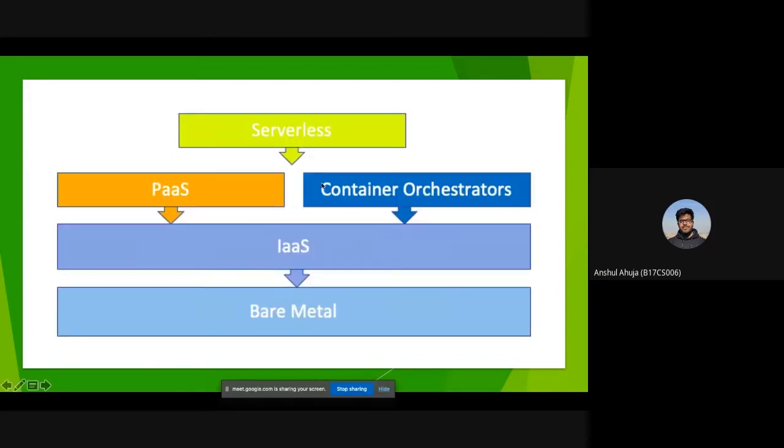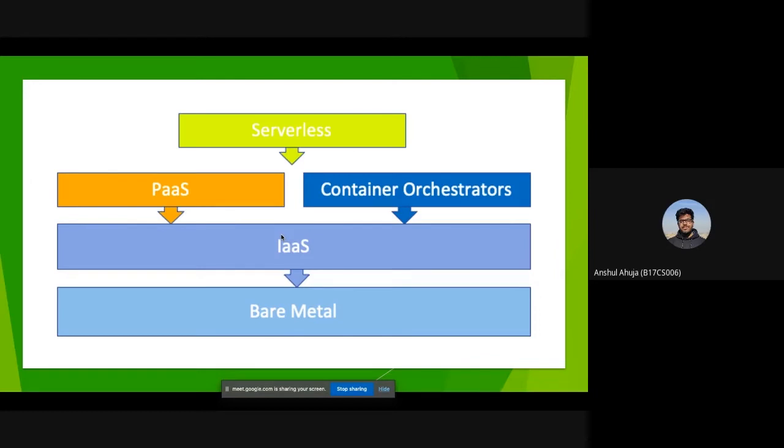I'll cover a few terms here and explain what they mean. The bottommost layer is bare metal. You need some PC to run on, which has a processor and RAM. Next comes IaaS, which stands for infrastructure as a service. Let's say you go to AWS, Azure or Google Cloud, and you say, give me one virtual machine.